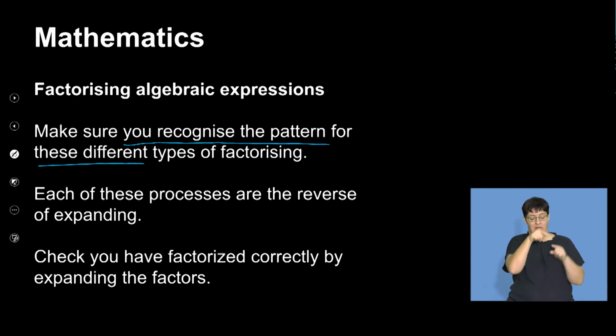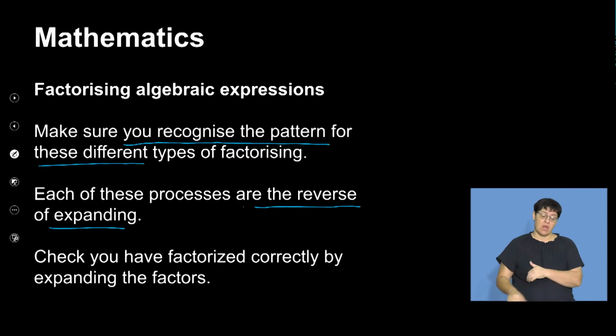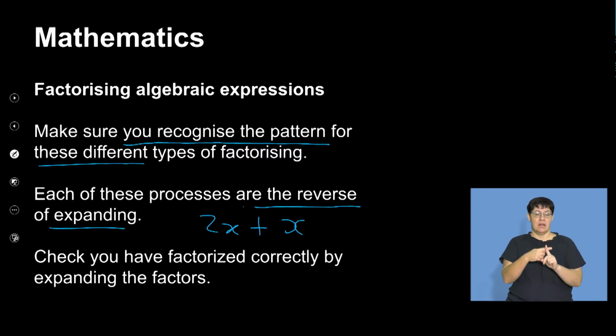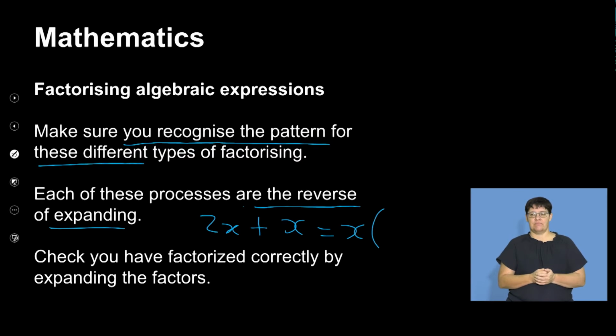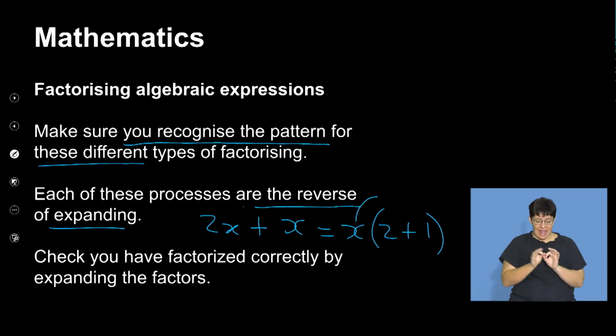Each of these processes is the reverse of expanding, right? So for example, if I say I have 2x plus x, you can see that this is the same as me having x as a common factor, then I will have 2 plus 1 there, right? What does this mean? If I wanted to expand this, I would multiply the x with the 2, I would multiply the x with the 1, which will go back to what I initially had. Hence, this is a reverse of expanding.